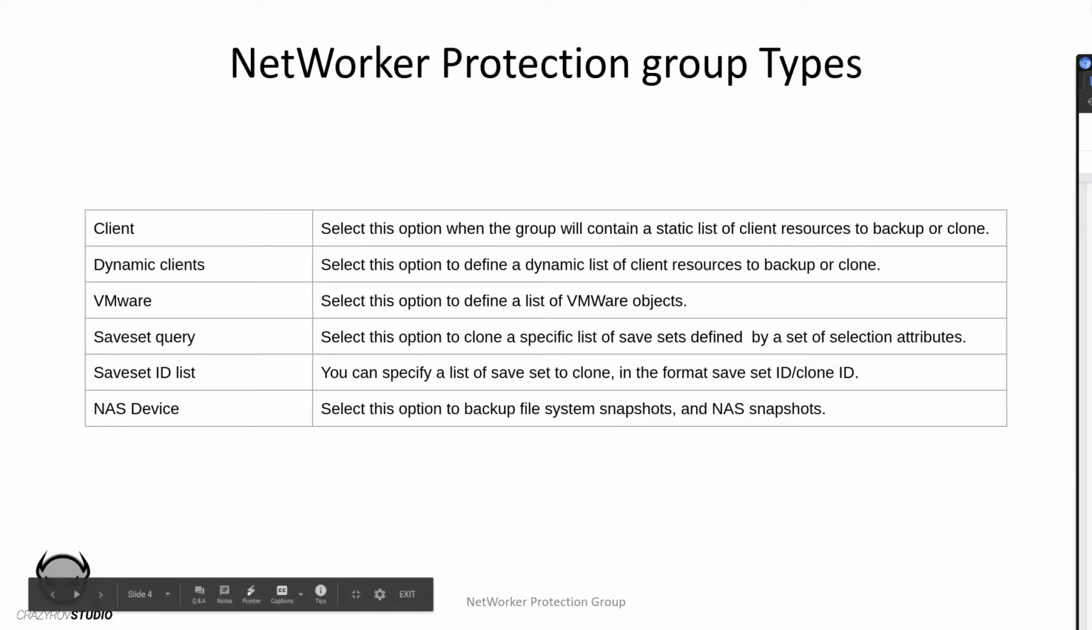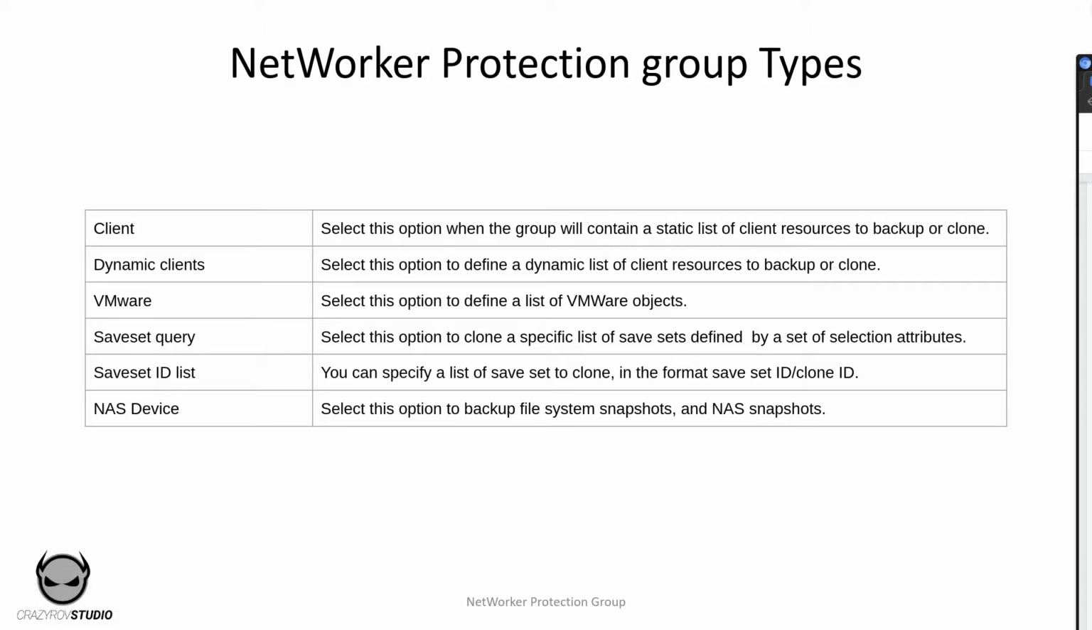The next type is VMware. Select this option to select VMware objects to be backed up. You have an option to make the selection dynamic using rules. There is already a video regarding this on the channel. If you have not checked the video, the link to the video is in the description.